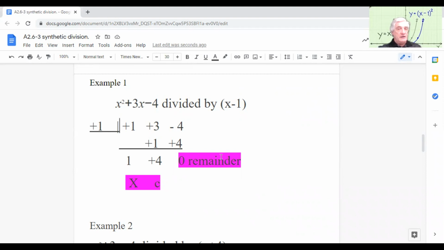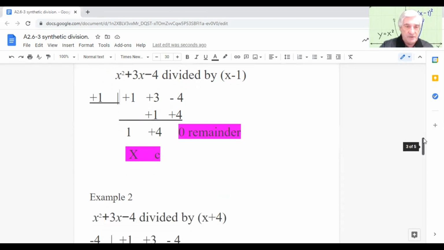If you get 0 remainder, then you have a C term. We call the second one a depressed polynomial. What did we start with? We started with exponents 2, 1, and 0. If you take off one exponent, what do you got left? This is the X term. This is the constant term. So we now know that plus 1 went in evenly. And we also know X plus 4 is also one of our factors. And we knew that before we started because we knew we could factor that.